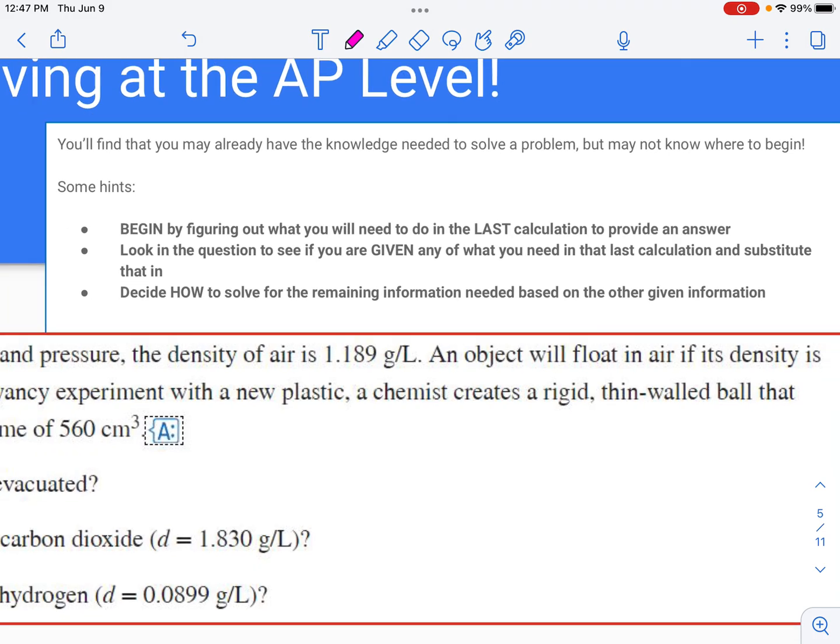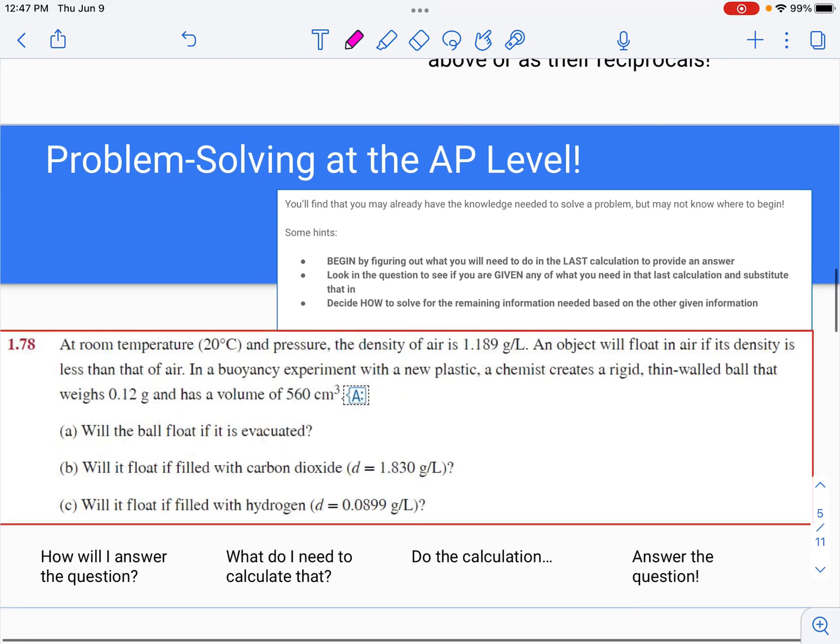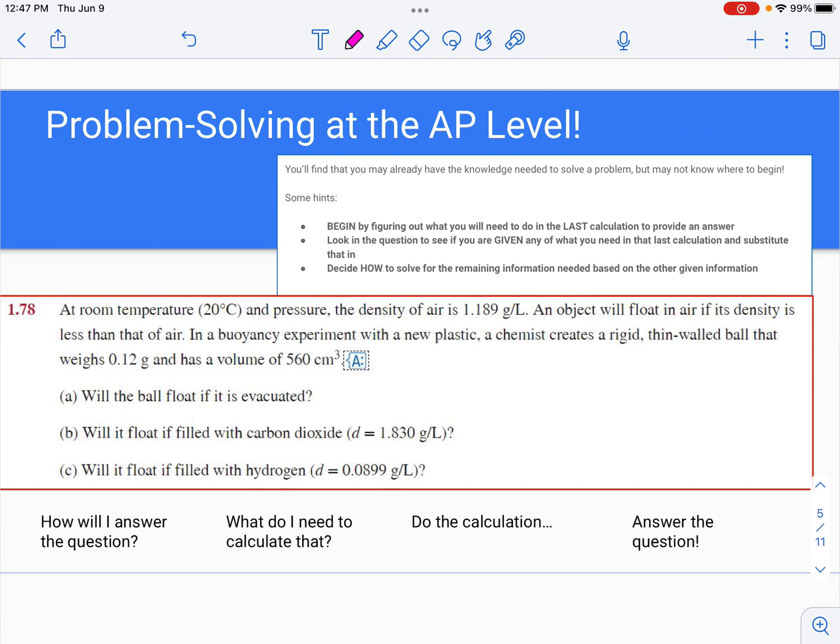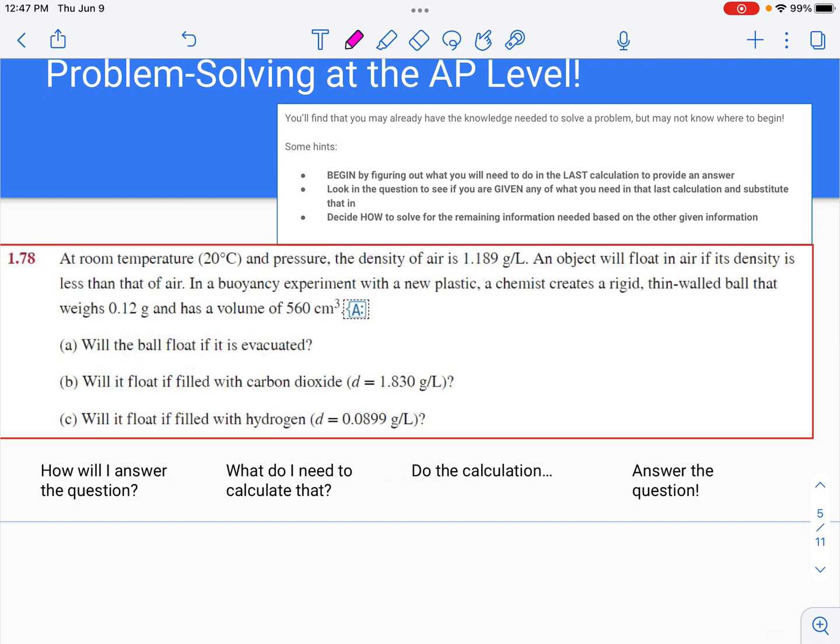That's a simple example. So I do want to do a couple of problems with you that kind of show this to you. And always kind of go think through your process. I know your book talks about a roadmap. Think through the process as, how will I answer the question? What do I need to calculate that? Do your calculations, and then if there's a question to answer, make sure that you remember to answer the question.